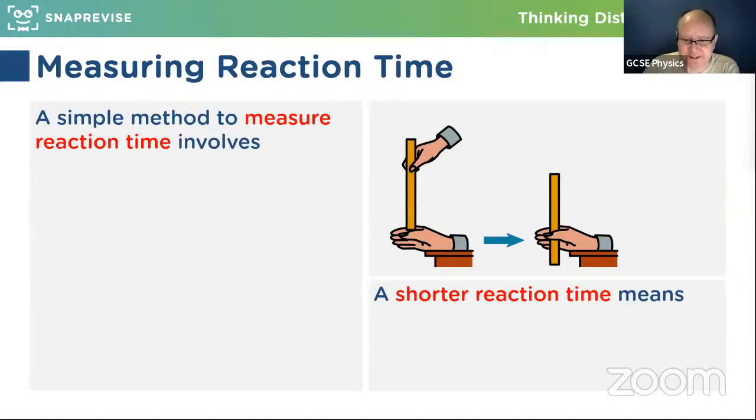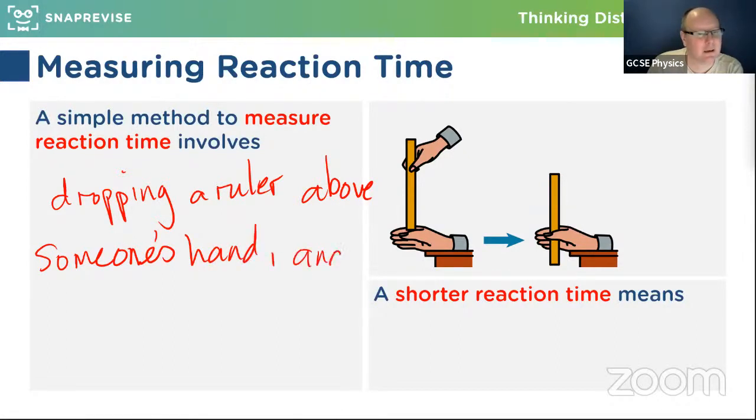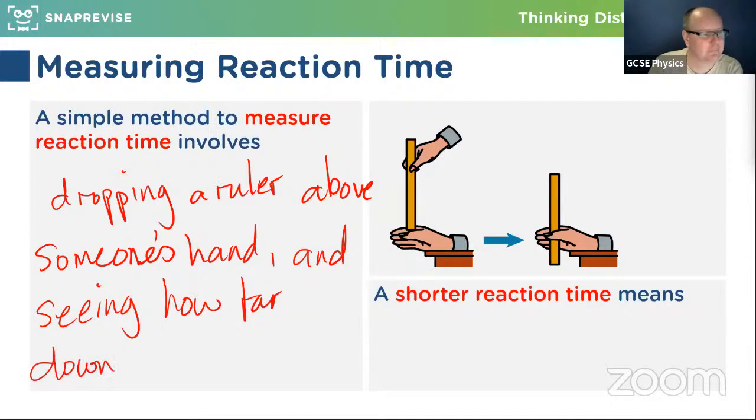Now we can measure reaction time, and a simple method of doing that involves just dropping a ruler near someone's hand and seeing how far down the ruler they're able to catch it. So just to make a note on that, this involves dropping a ruler above someone's hand and seeing how far down the ruler they catch it.